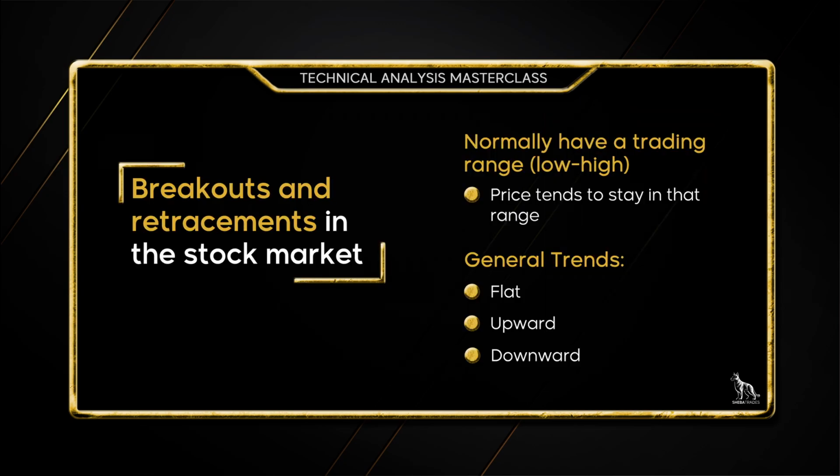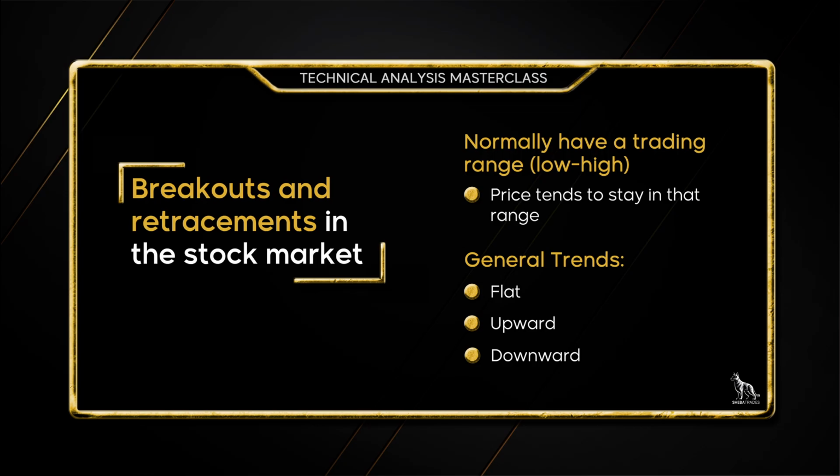One thing that's important for technical analysis traders is the understanding of breakouts and retracement, and then the difference between the two. Now, normally you have a trading range or price range where you have a low price and you have a high price, and the stock will trade within that range over a period of time. And again, that period of time could be hours, days, weeks, or months, but price will tend to stay in that range.